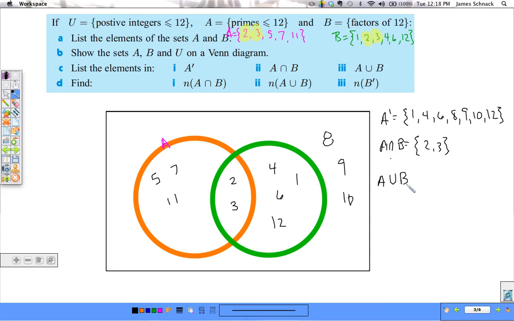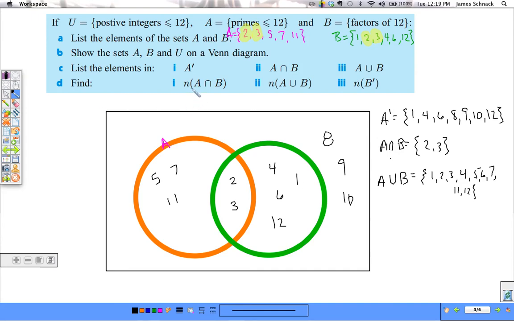And union. Take a moment, pause the video, write down what you think A union B would be. Alright, there you go. Everything that's in A or B is 1, 2, 3, 4, 5, 6, 7, 11, 12. 8, 9, and 10 are the only things that are not in A or B.